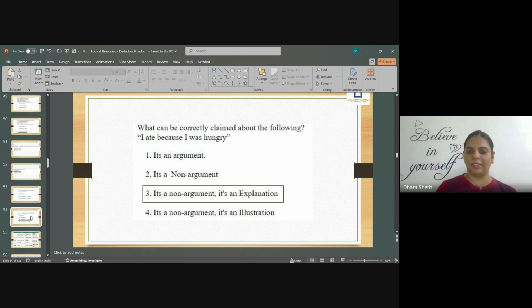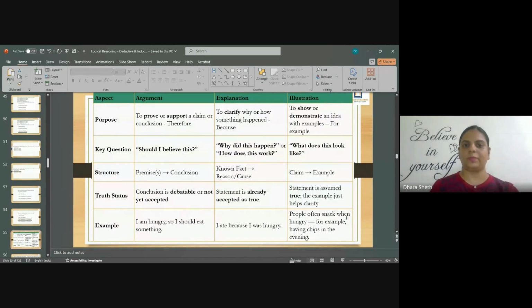The answer is 3. It's not an argument. It's an explanation. See, argument, explanation, and illustration. What's the purpose of argument? To prove something. Should I believe this? Should I not believe this? Premise and conclusion. The conclusion is debatable or not yet accepted, and that is why you are giving an argument. For example, I am hungry, so I should eat something.